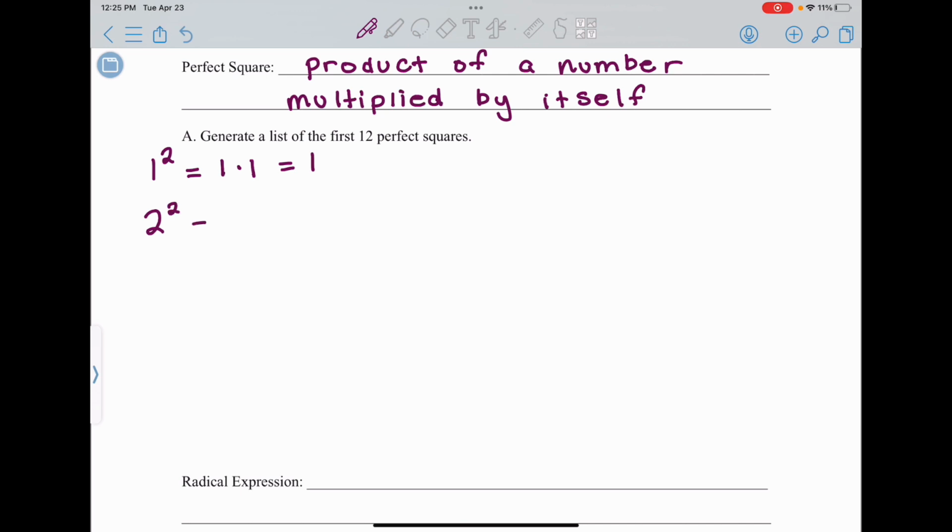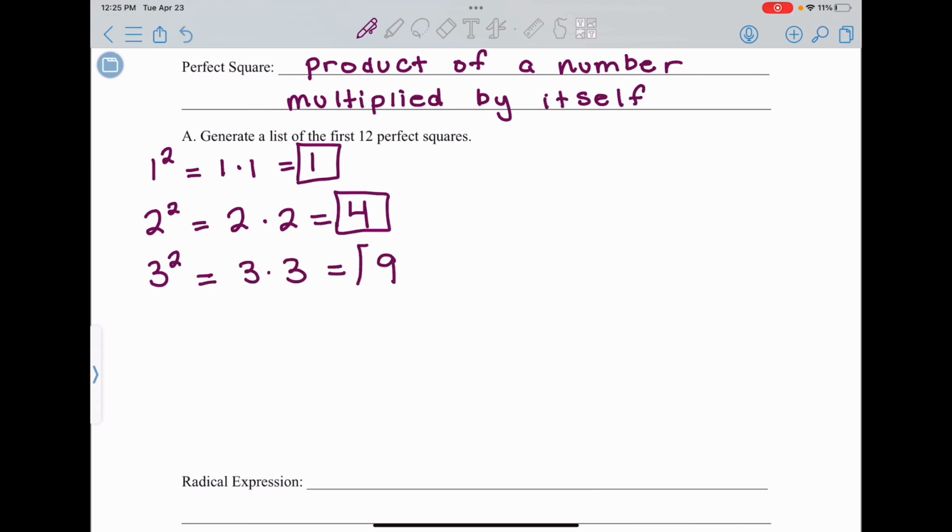Next is 2 squared. 2 squared means 2 times 2, which is 4. So 1 is a perfect square. 4 is a perfect square. Next we have 3 squared. 3 squared is 3 times 3, which is 9. 9 is a perfect square. Next we have 4 squared. 4 times 4, which is 16. 16 is a perfect square.